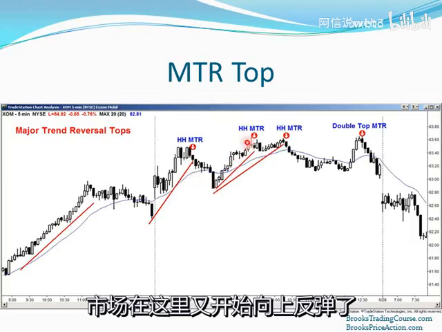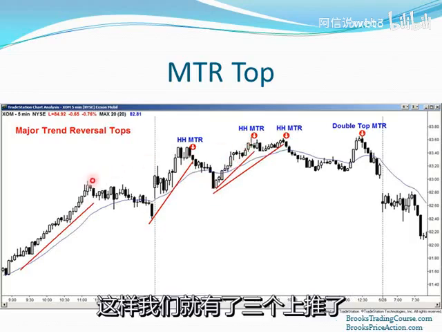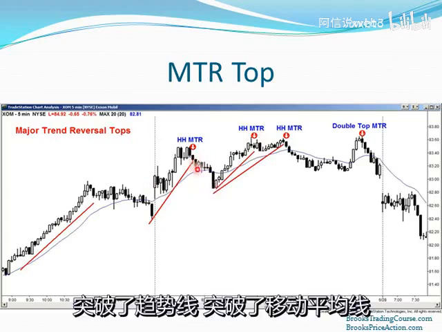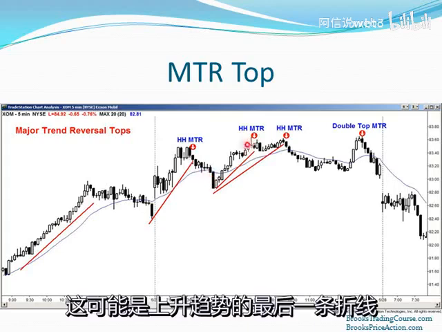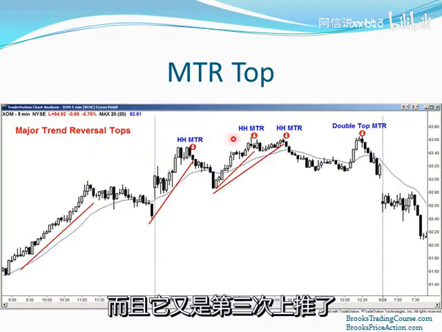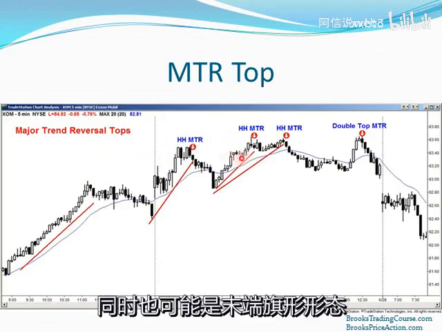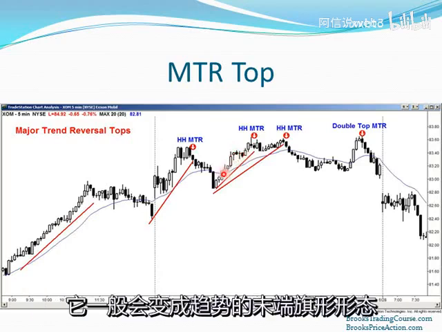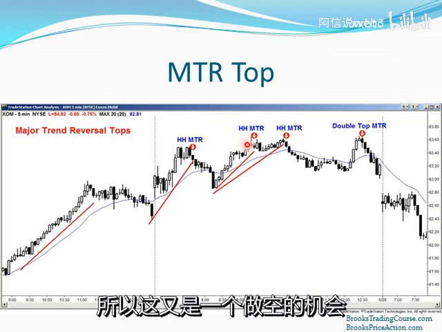The market reversed up again, and now we have 3 pushes up. 1, 2, 3. This sell-off, a lot of selling pressure again. Broke below the trend line, broke below the moving average. This could be the final leg of the bull trend, especially since it's a 3rd push up, and a potential final flag. A lot of times when you have a small high 2 late in a trend, it becomes the final flag of the trend. So this would be another short.